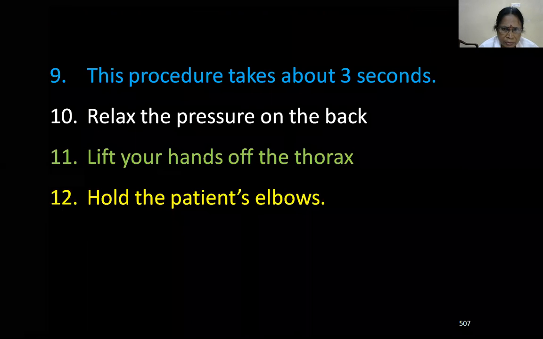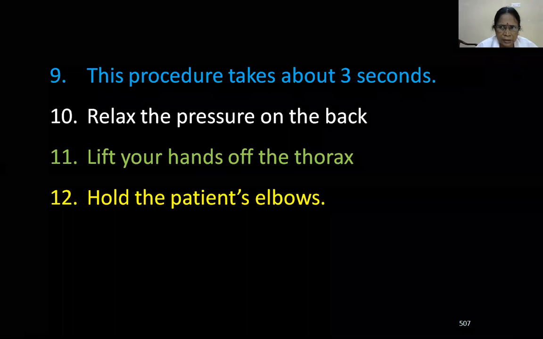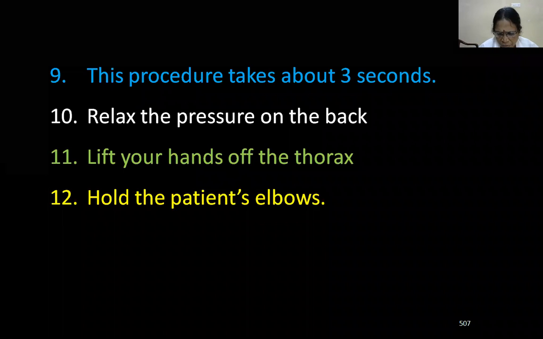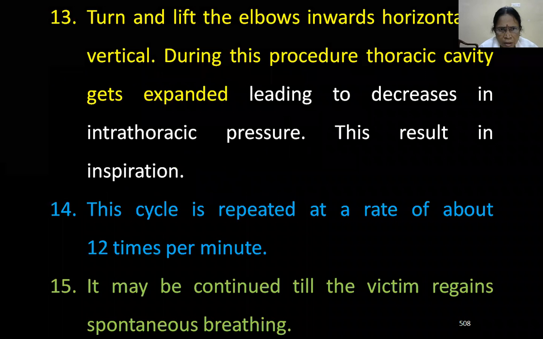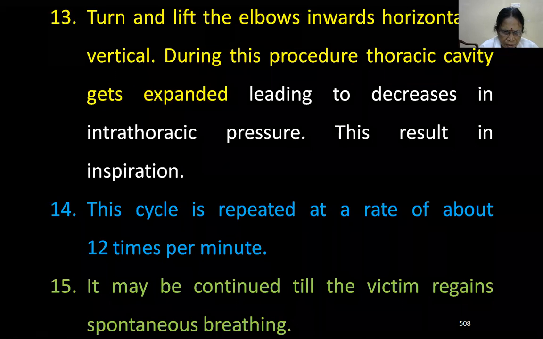to lift both hands of the patient upwards. He is still in the prone position. His hands are lifted upwards like this, and this causes a decrease in intrathoracic pressure and automatically inspiration occurs. This is the Holger Nielsen method. This cycle is repeated at a rate of about 12 times per minute.